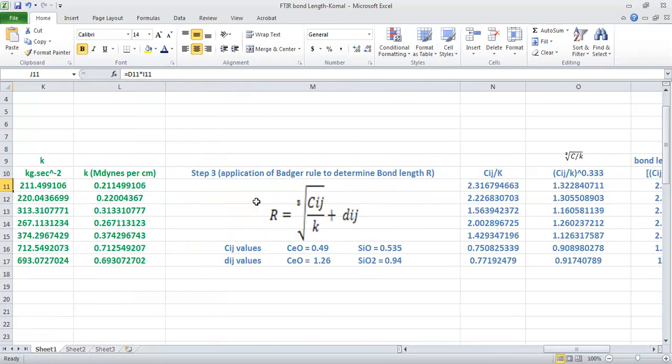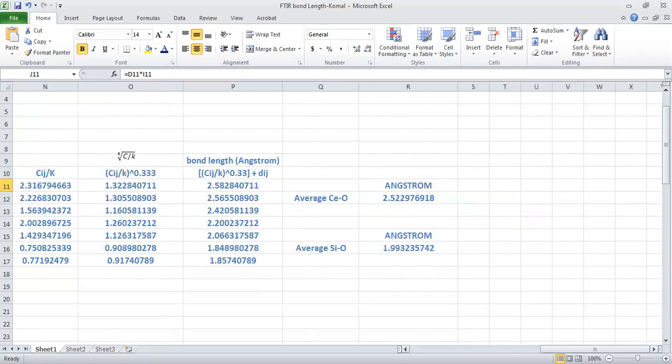Now this is the third step. We are using this Badger's rule equation to calculate the bond length, and these are Cij and Dij. These are the fitting constants, as explained before. You can get them from the literature. It depends on the location of these elements or atoms in the periodic table. So the Cij values for the cerium oxide and the silicon oxide are given over here, and the Dij values are given over here. And now you have calculated the force constant, just put the values over here, and you can get the value of the bond length.